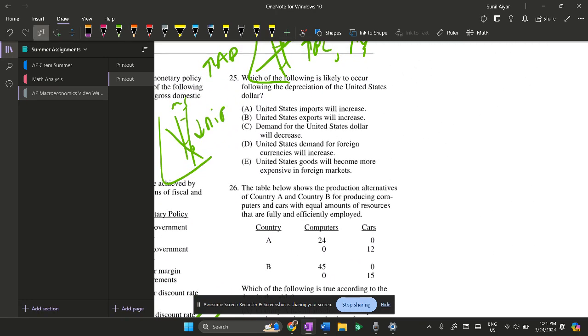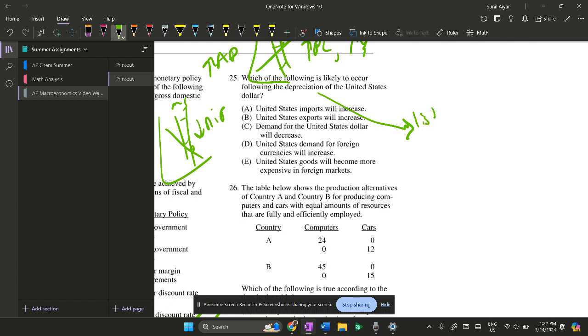25. Which of the following is likely to occur following the depreciation of the US dollar? This is actually one of those questions where you have to know the pattern that comes after it. So you really need to drill this into your head. I'm not going to write it out, I'm just going to say it.